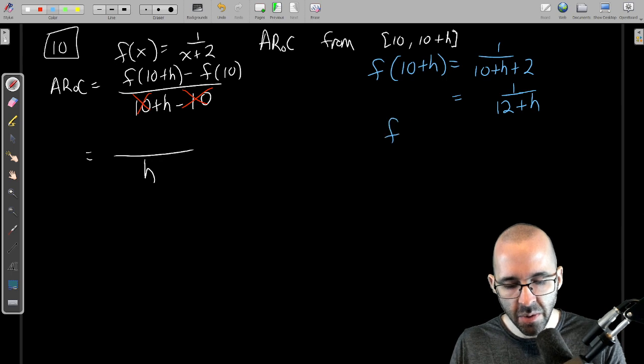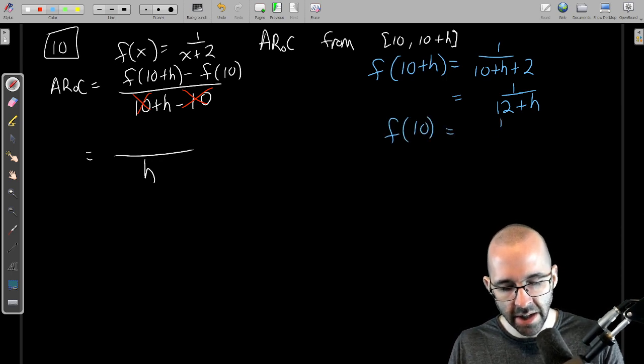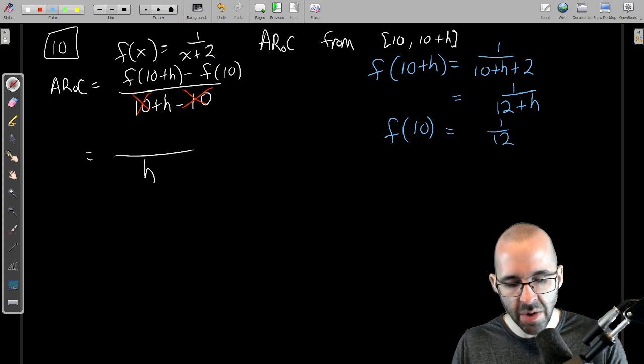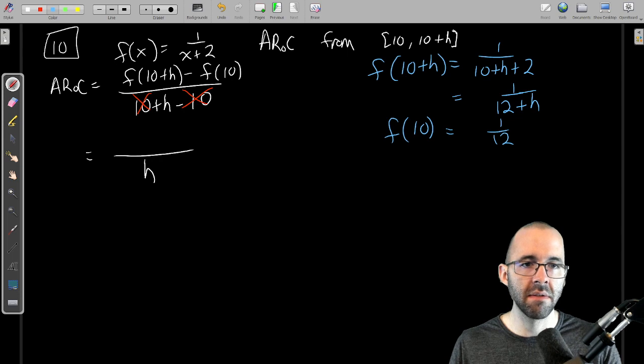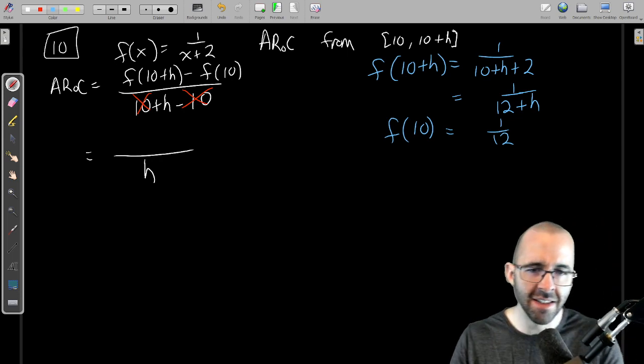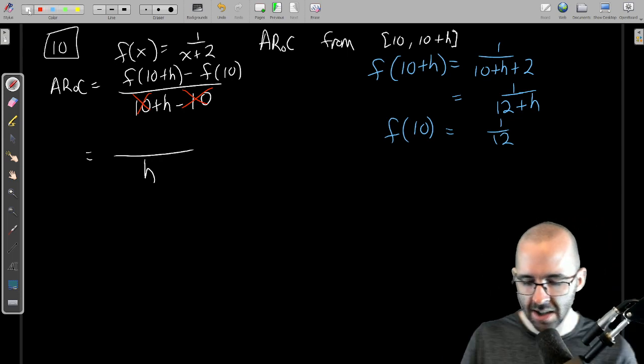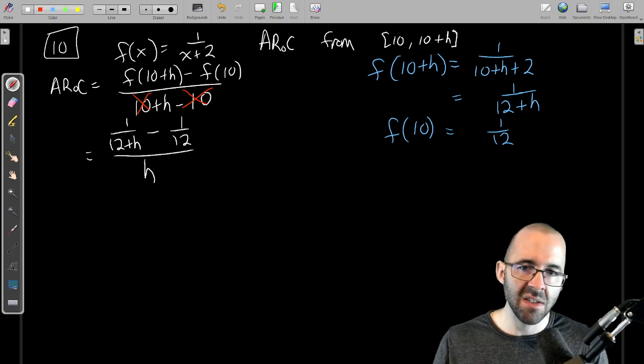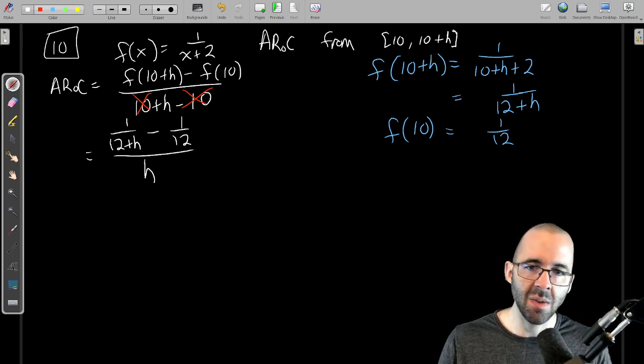And similarly, we are curious about the function value at 10. Well, again, just look at this rule. Replace all the x's with 10s. It's going to be 1/12. All right, not looking as bad so far. Let's see what happens. f of 10 plus h is 1 over 12 plus h, minus f of 10, which is 1 over 12.